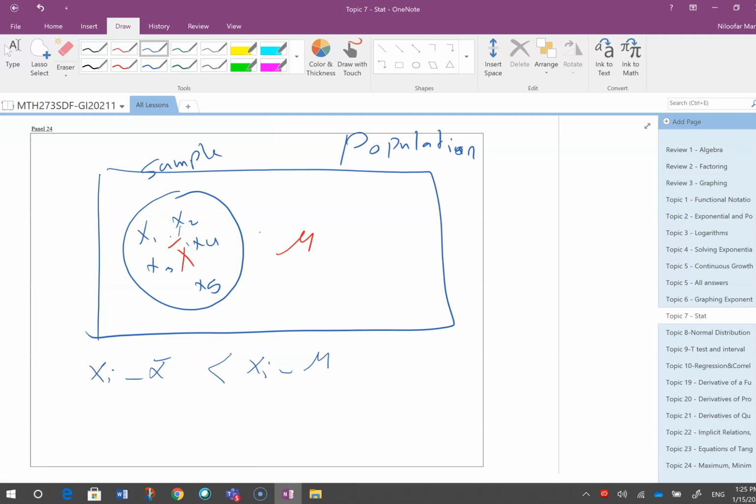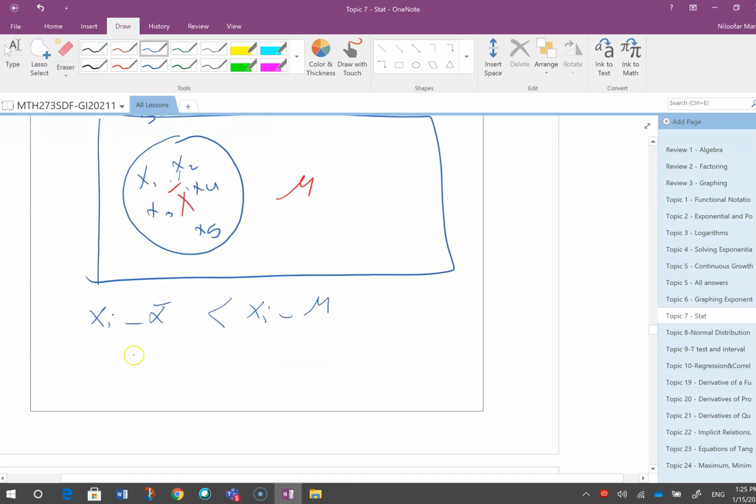Then I square them. xi minus x bar, I squared them, and xi minus mu, yes, I squared. Then I add them all. Still the left one is less than the right one. Here I divide by n, and here I divide by n. The first n on the left is the sample size. Then I want this value to be closer to this value.